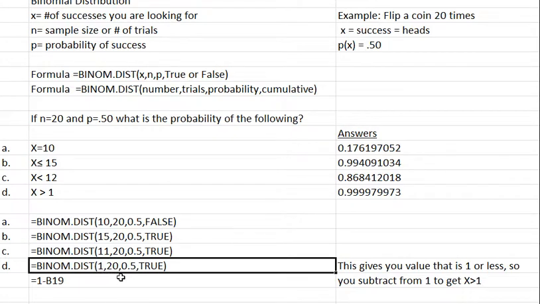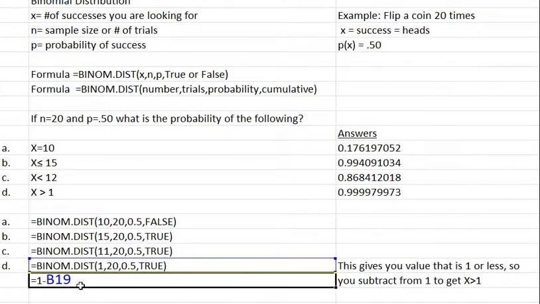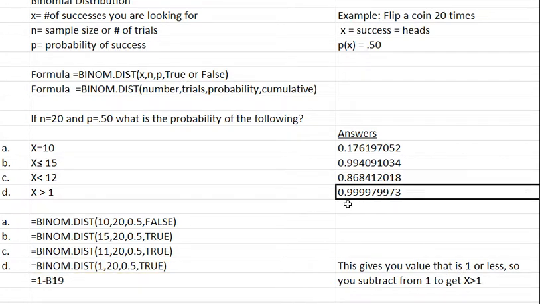We still have 20, 0.5, and true. That's going to give us the value that is 1 or less, but we want greater than 1. So in other words, we want every value except for 1. So simply subtract it from 1, and that's going to give us our overall probability of 99.99%. These are all the possible situations that you might run into, and this is how you do it.